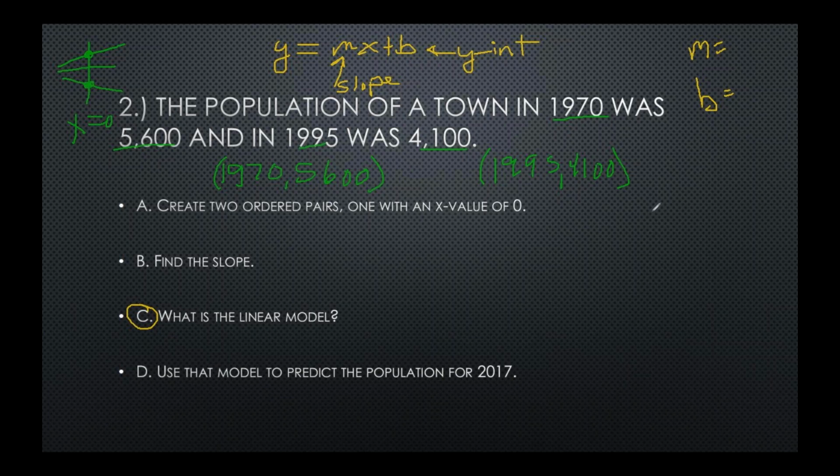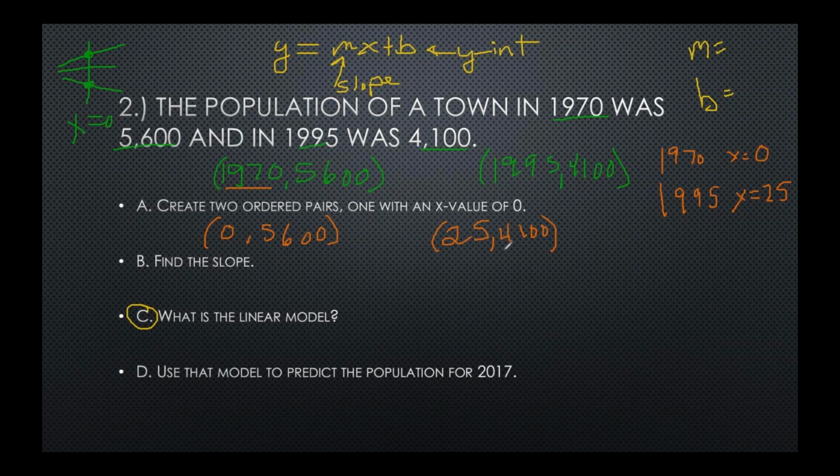So we play this what-if game. We say 1970 is our earliest year, so let's pretend that in 1970, our x value is 0. That changes that ordered pair to 0, 5,600. Then do a little bit of math. Let's say you were born in 1970, that's when you're 0. In 1995, how old would you be? How many years have passed between 1970 and 1995? Subtract those two years to find x would have a value of 25. So my other ordered pair would be 25, 4,100.